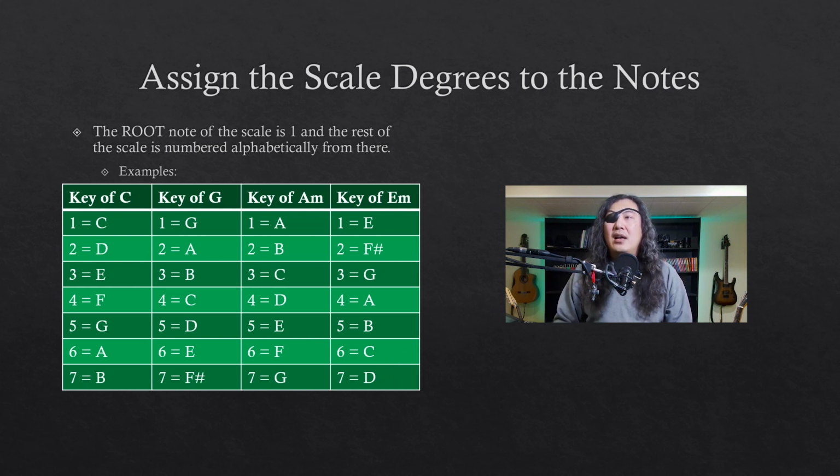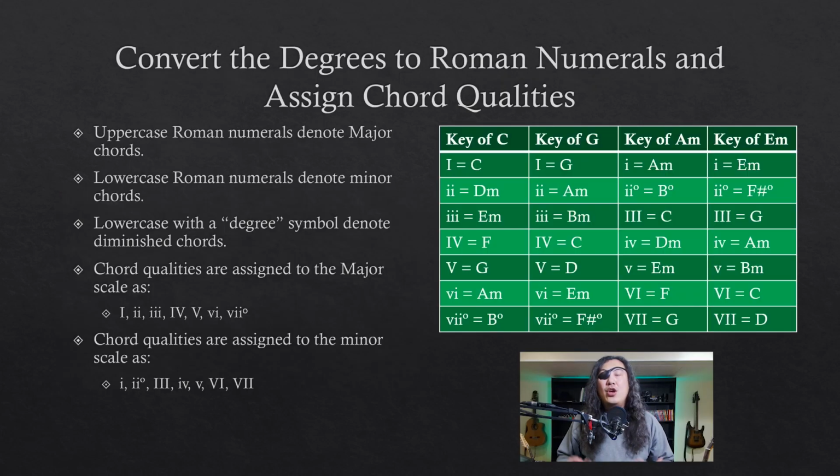And once we've assigned the scale degrees to the notes, numbered them in sequential order, we then convert those scale degrees to Roman numerals and assign chord qualities. The reason why we're converting them to Roman numerals is so that we can use uppercase Roman numerals to denote major chords and lowercase Roman numerals to denote minor chords. And we can use a lowercase Roman numeral with the degree symbol, that little circle, to denote a diminished chord. And we assign the chord qualities in this order.